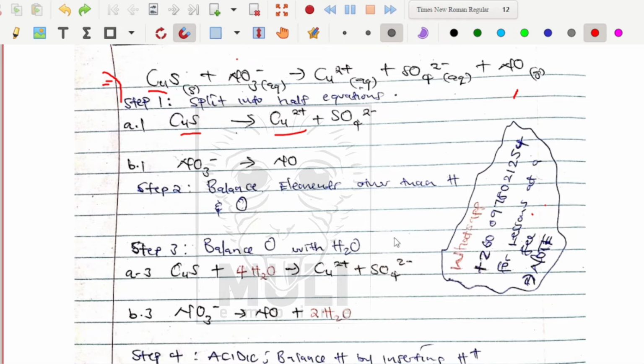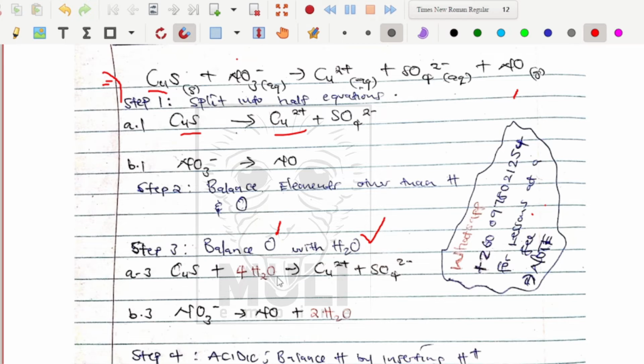After I have done that, as you can see here, the elements other than oxygen and hydrogen are balanced. So we'll now quickly move on to the next step, which says that you need to balance what? Oxygen with what? With water. So to balance oxygen, you add water. This is what it means.